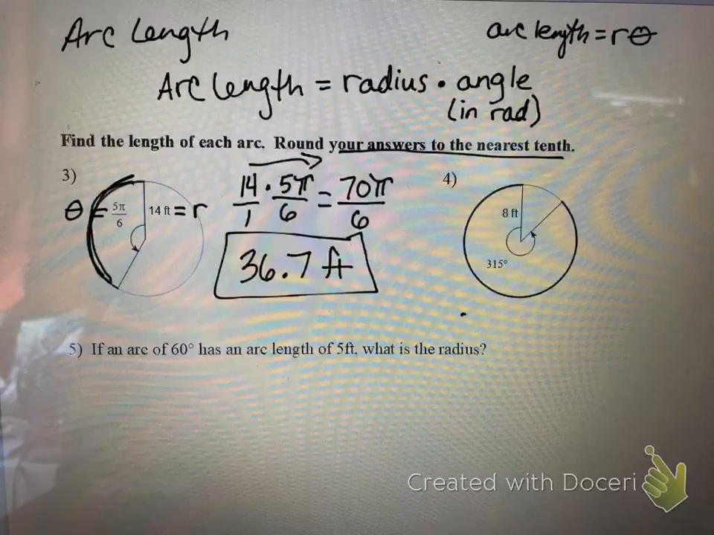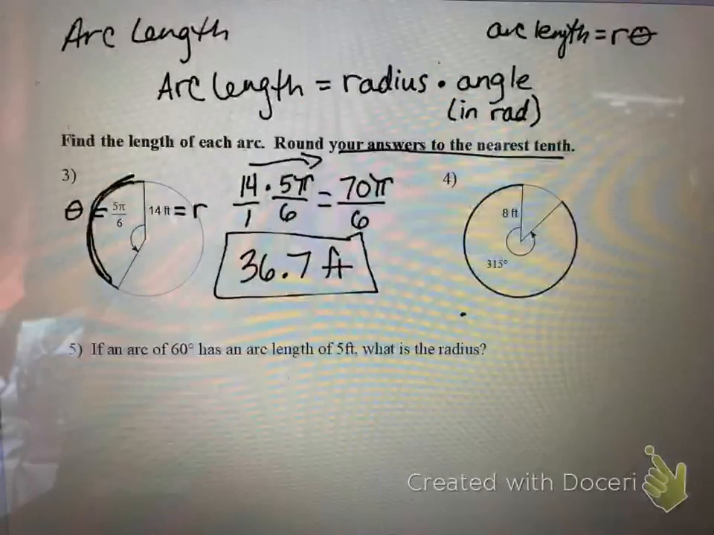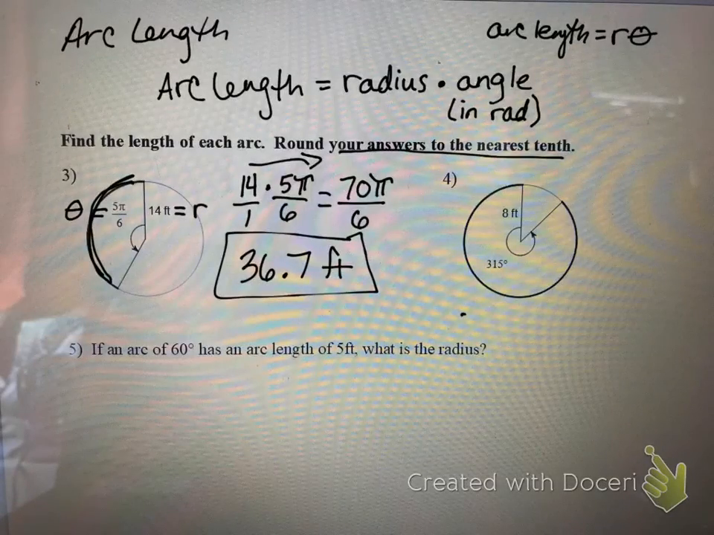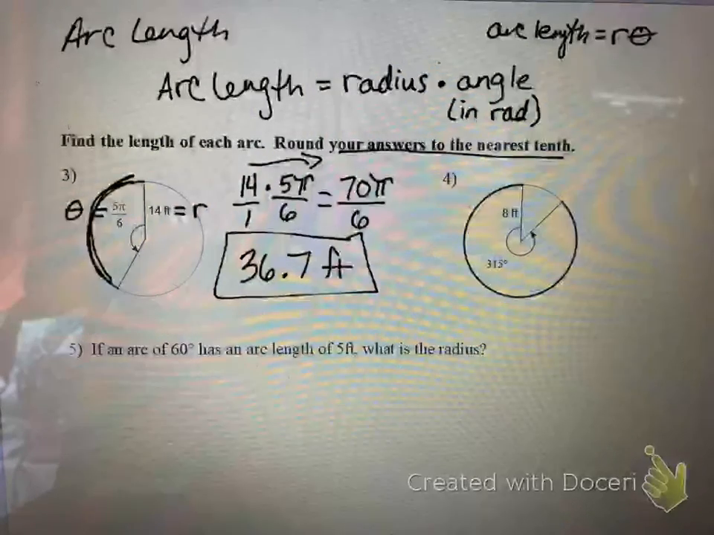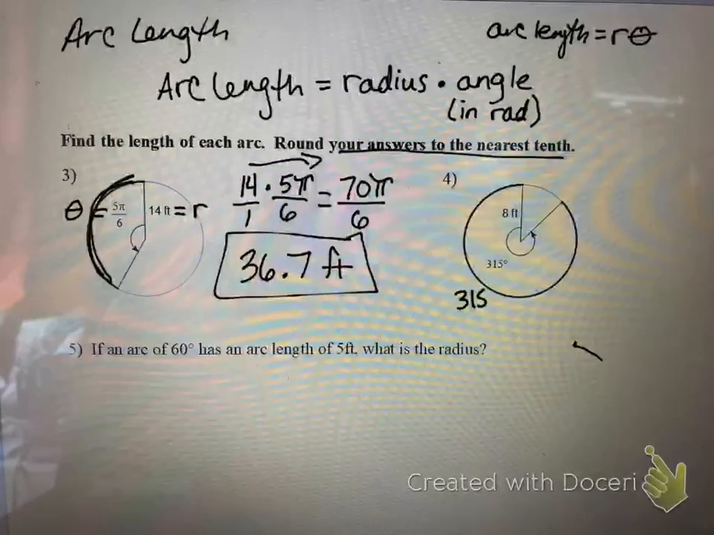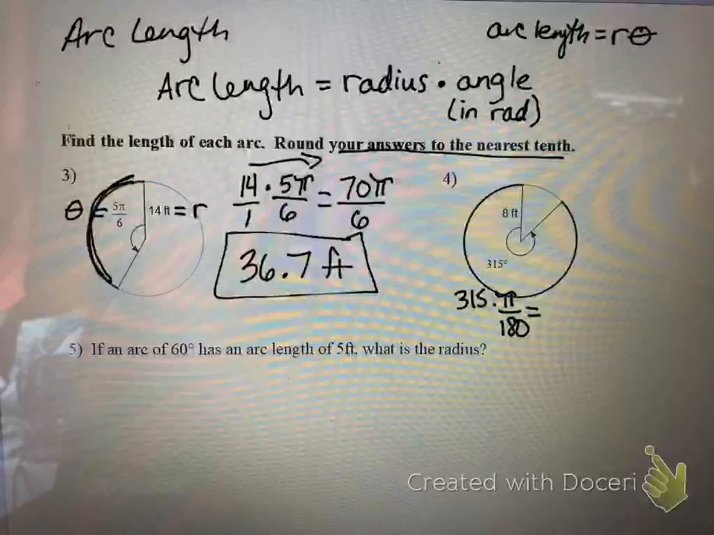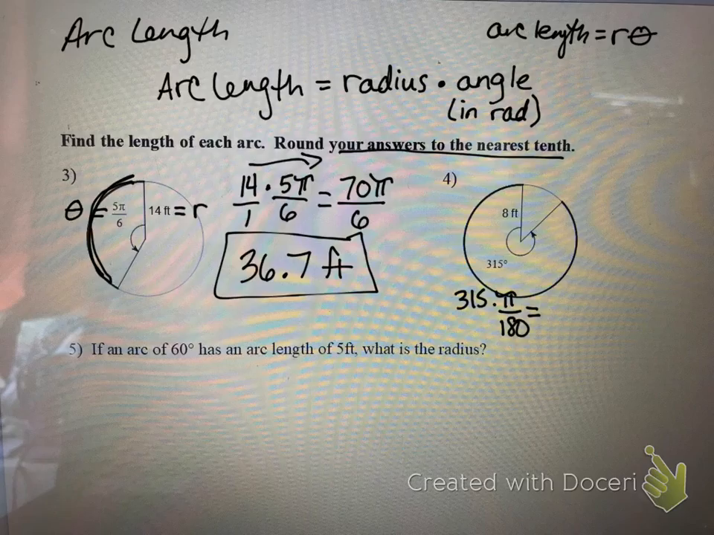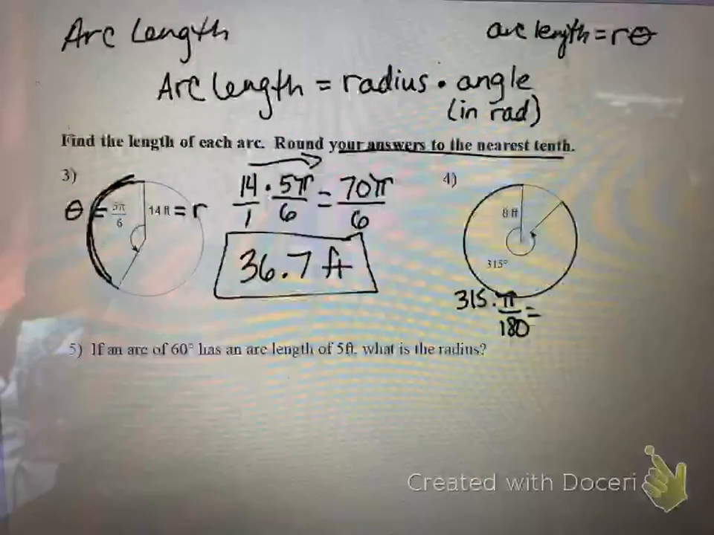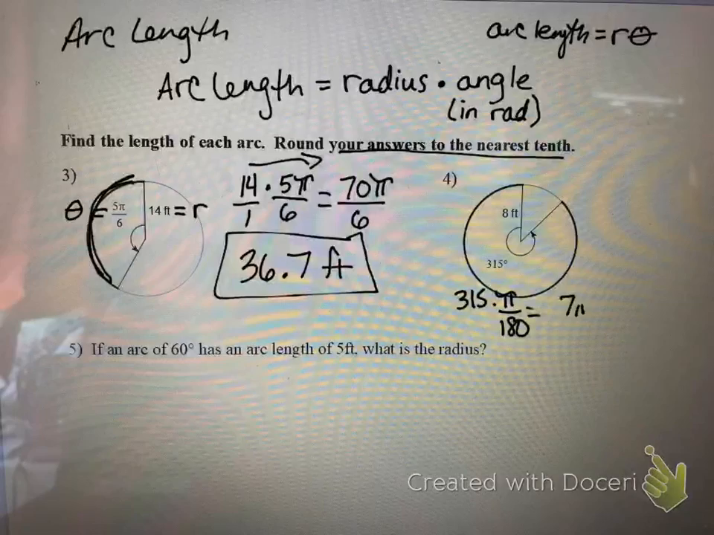So moving on to number 4, first thing I notice, I have 315 degrees, so I'm going to have to convert that to radians. So if you remember, to convert to radians, we have 315. I'm trying to get pi in my answer, so I have pi over 180. And then we're going to go ahead and multiply that across and simplify. And once our answer is fully simplified, we get 7 pi over 4.